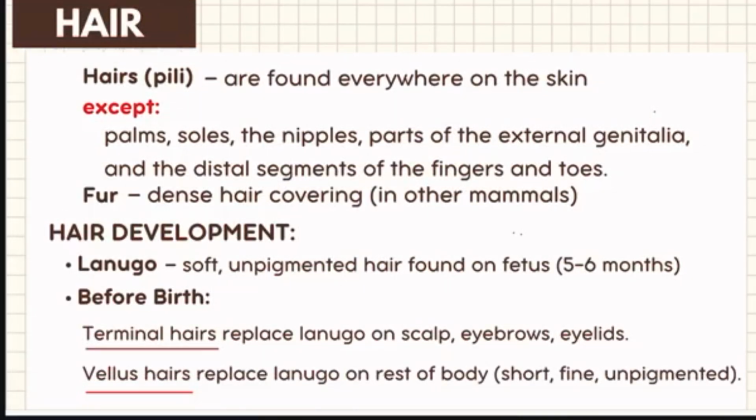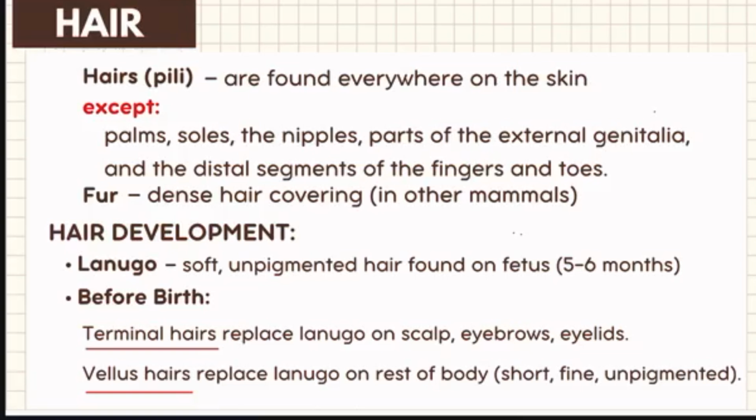Hair, or pili. It is found almost everywhere on the skin except the palms, soles, nipples, parts of the genitals, and the tips of fingers and toes, or the distal phalanges. Then in other mammals, it is a thicker, denser covering of hair.